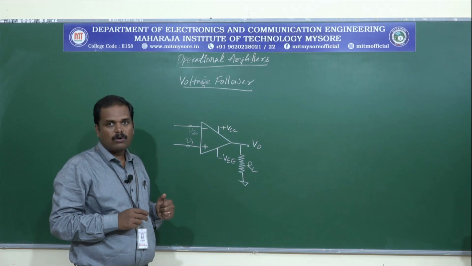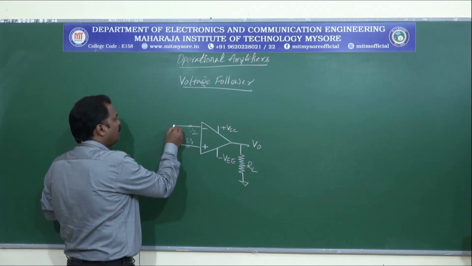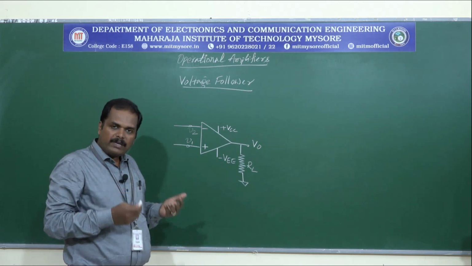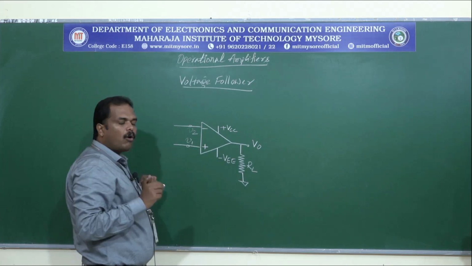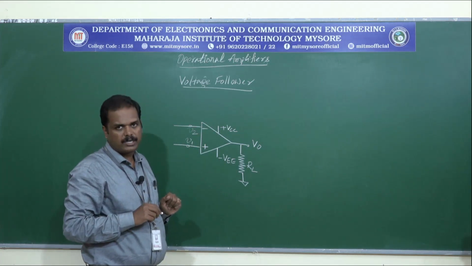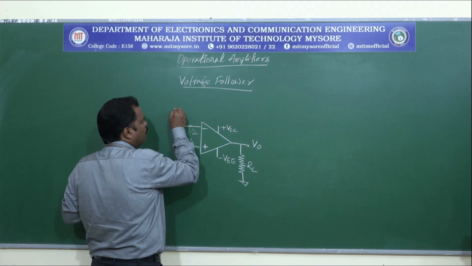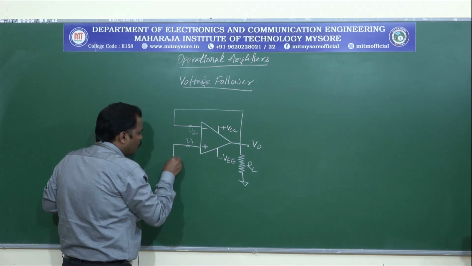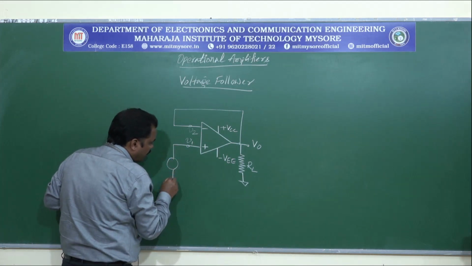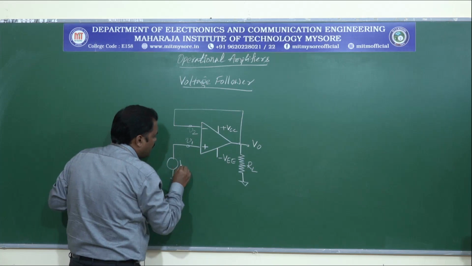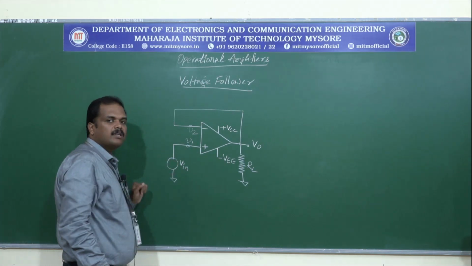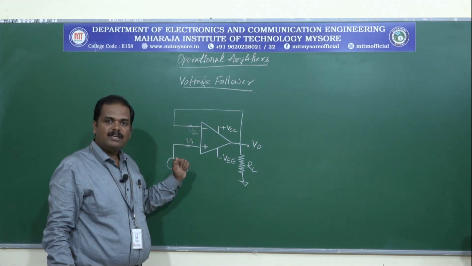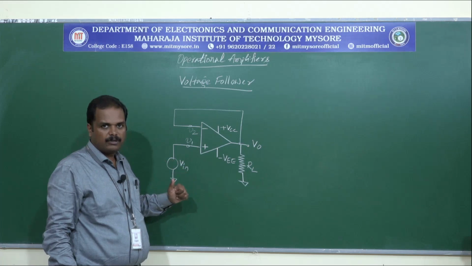But the difference here is that the inverting terminal will have no input element, we will make it open circuited, and the feedback element we will also take out and make it short circuited. So this circuit looks like this, and here we will be applying the input signal. So the input element is open circuited and the feedback element is short circuited in this circuit.